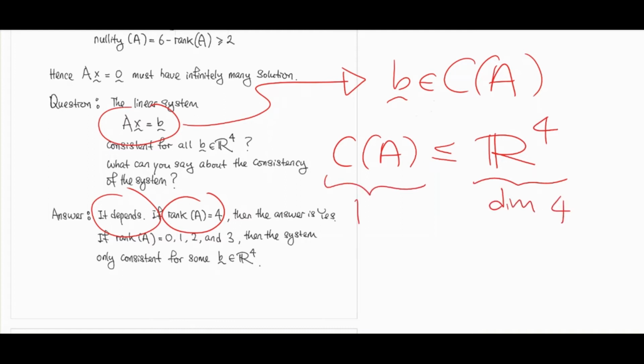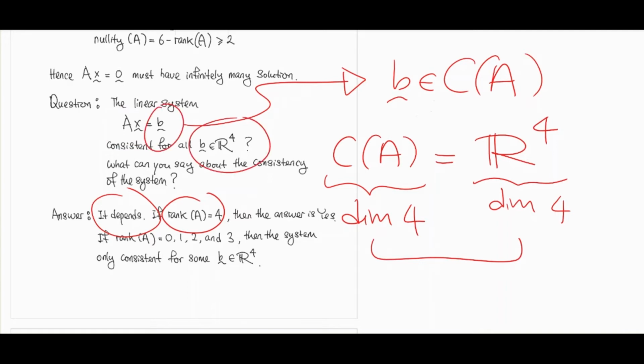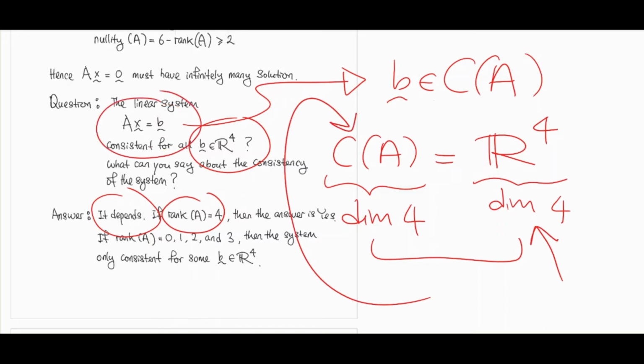So if the column space of A is also dimension 4, then they are going to be the same space. If they are the same space, then any vector B that is in R4 will also be inside the column space of A. So this system will have a solution by the theorem.